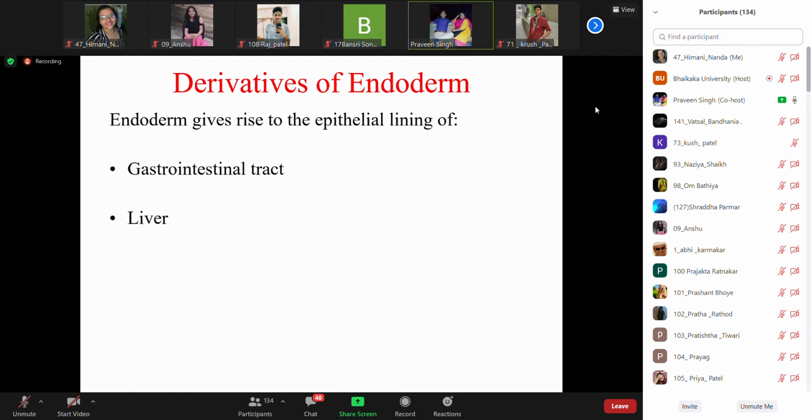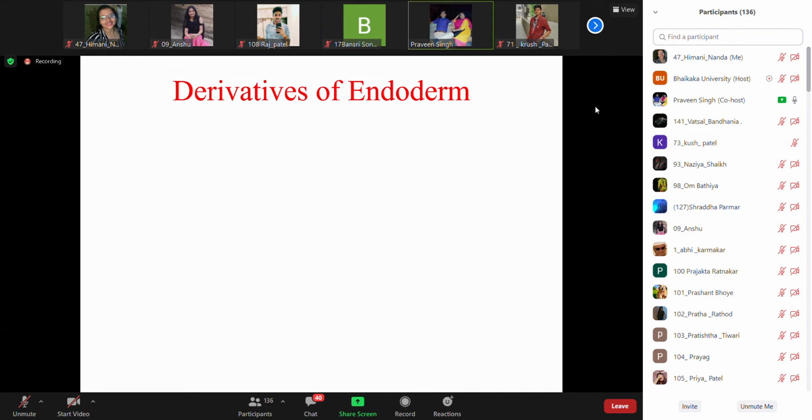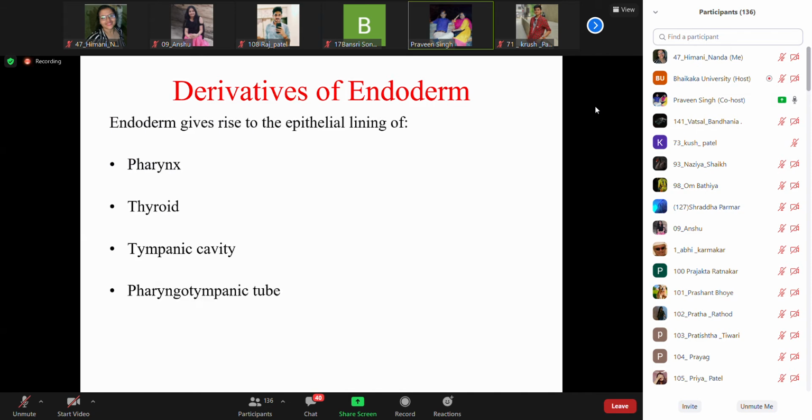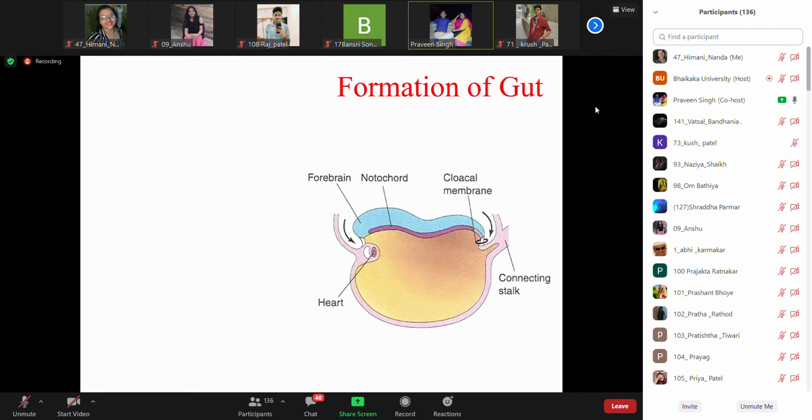Not only GIT, but liver also is formed similarly. Pancreas is also formed similarly. Urinary bladder is also formed similarly. And urachus is also formed similarly. We will see all of this maybe in the coming few days. It also gives rise to pharynx, thyroid, tympanic cavity, pharyngotympanic tube, tonsils, parathyroids.